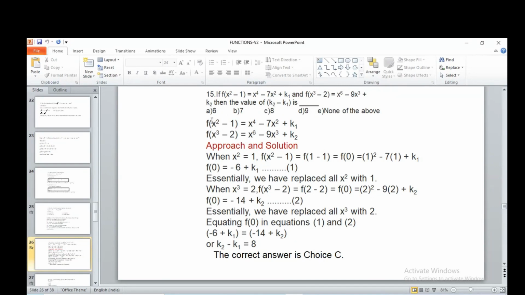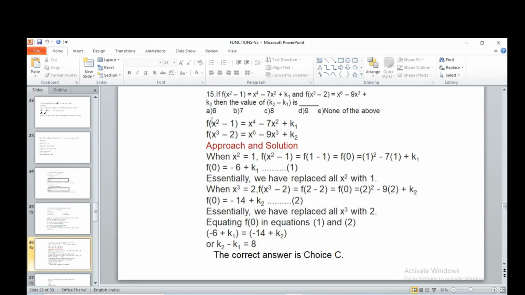I'm approaching these two functions. In the first function, I'm replacing x square as 1. So f of 1 minus 1, that is, I'm going to find f of 0. So f of 0 for the first equation is minus 6 plus k1. In the second function also, x cube, I'm equating to 2. Why am I substituting 1 and 2? I want to find equal values for k1 and k2 minus k1, that is, I'm just making the argument of the function 0.